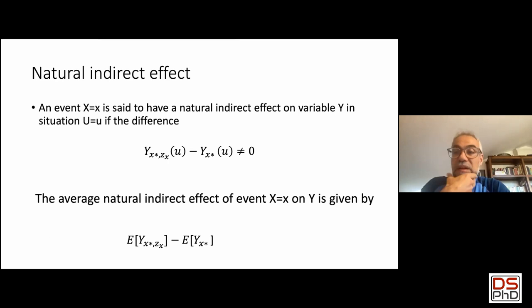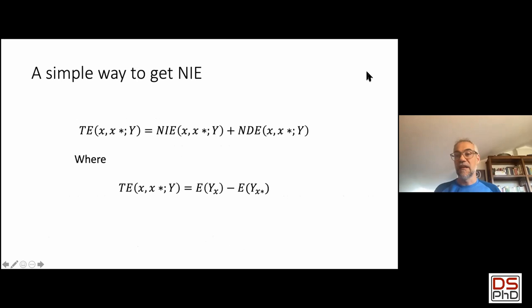You may be concerned about how we can calculate this, but there are specific ways, and there is a very natural way to do this. The total effect, that is something that we can always calculate because it is the effect that we get naturally from data, is equal to the natural indirect effect plus the natural direct effect. And so the total effect TE is only the average value of epsilon doing X minus the average value of epsilon doing X star. This is the way in which we can deal with natural direct and indirect effects.